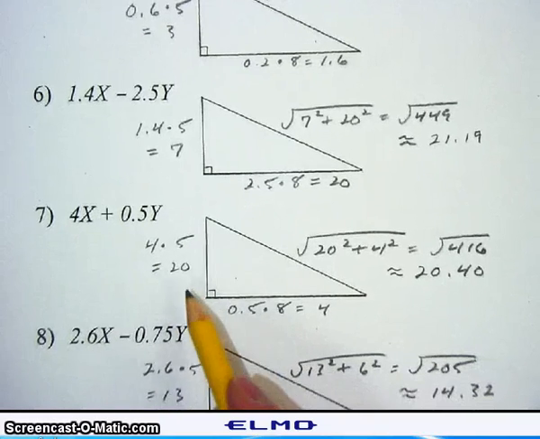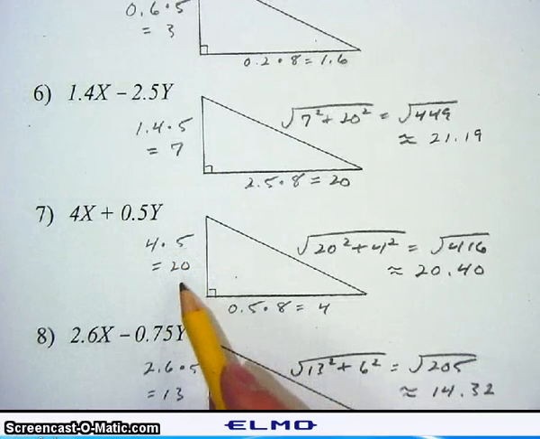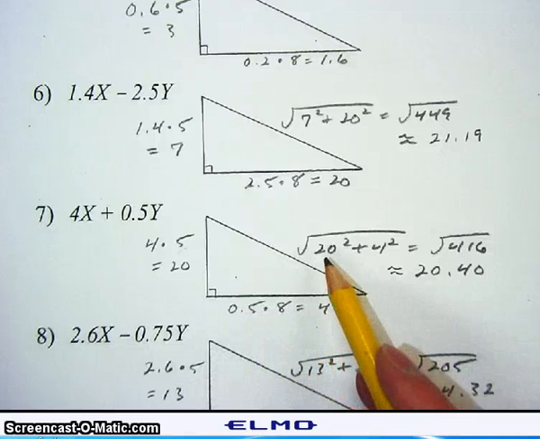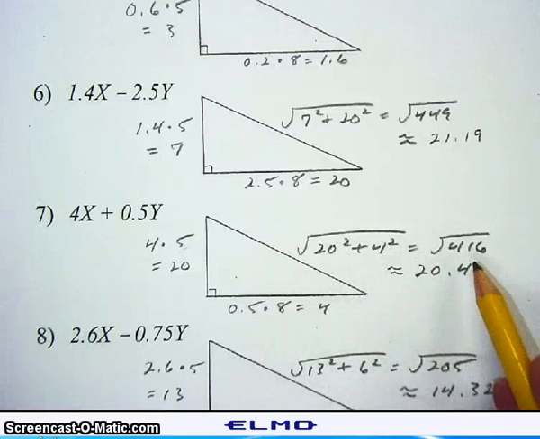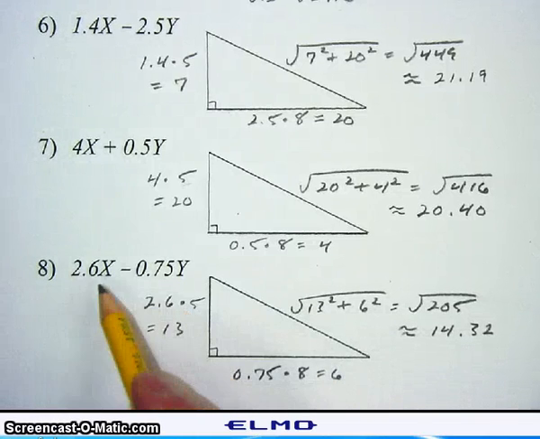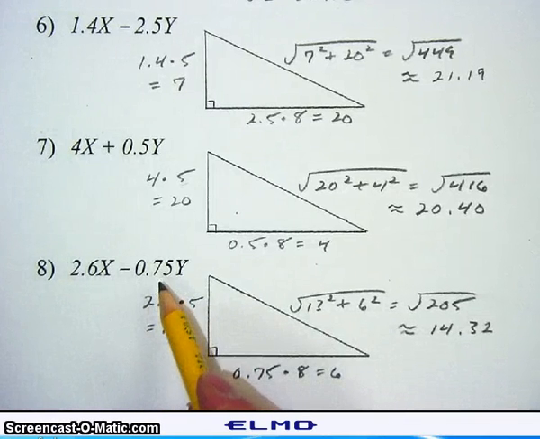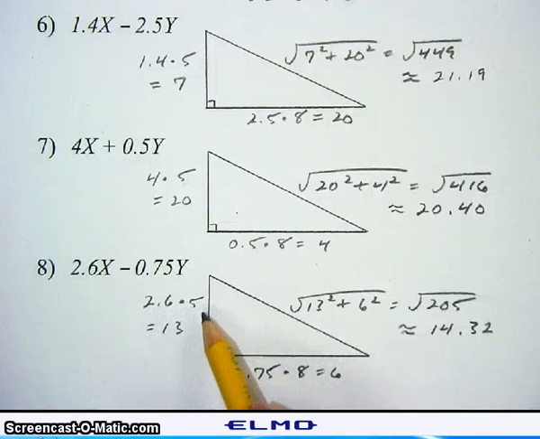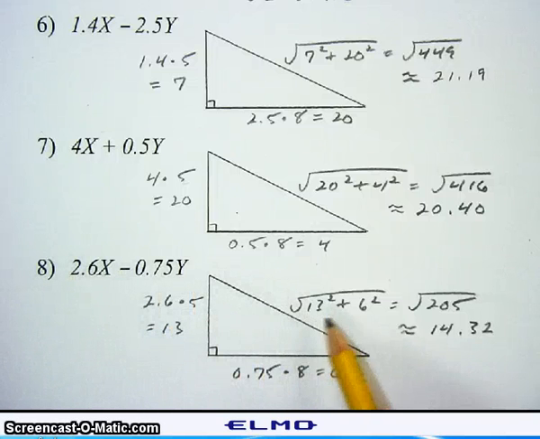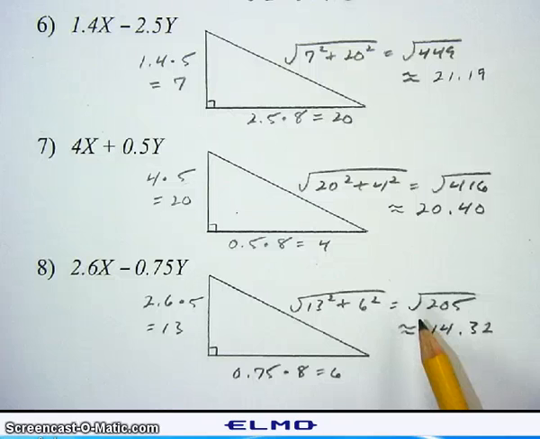If you have 4x plus 0.5y, multiply the standard deviation of x by 4, you'll get 20. Multiply the standard deviation of y by 0.5, you get 4. And the square root of 20 squared plus 4 squared is the square root of 416, which is about 20.40. And then finally, 2.6x minus 0.75y. Just multiply 2.6 times the standard deviation of x, you get 13. 0.75 times the standard deviation of y is 6. The standard deviation of this expression is the square root of 13 squared plus 6 squared, which is the square root of 205, or about 14.32.